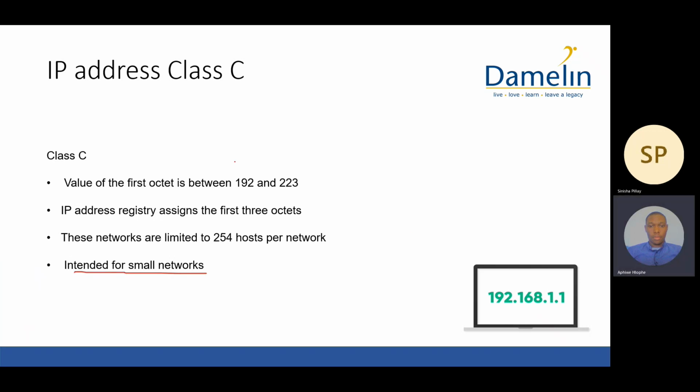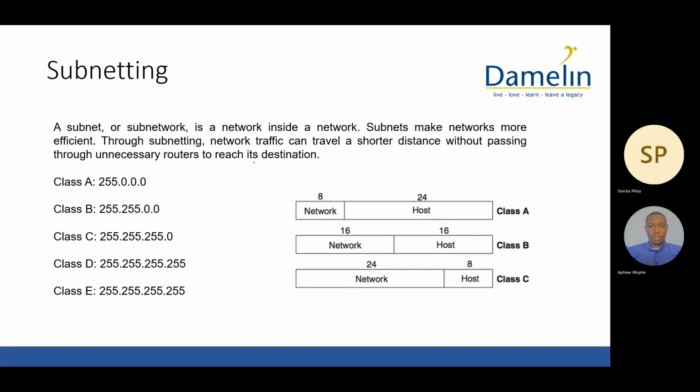Okay, so class A IP addresses are intended for large networks, class B for large to medium, or medium to large, then class C intended for small. Why is that so? Okay, so we then talk about the concept of subnetting.